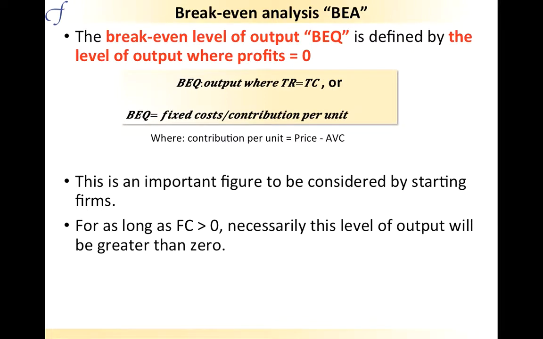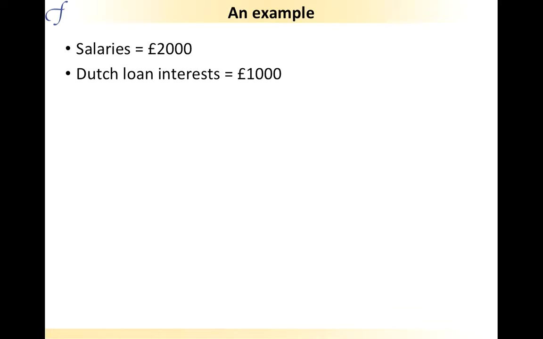And we're going to now calculate an example. Say that for our Planet Earth company in Kent, we are told that they have salaries equal to £2,000 and they have to be paying interest on a loan of £1,000. In total, this means that the fixed costs are equal to £3,000. Again, those are costs that do not change with the level of output.